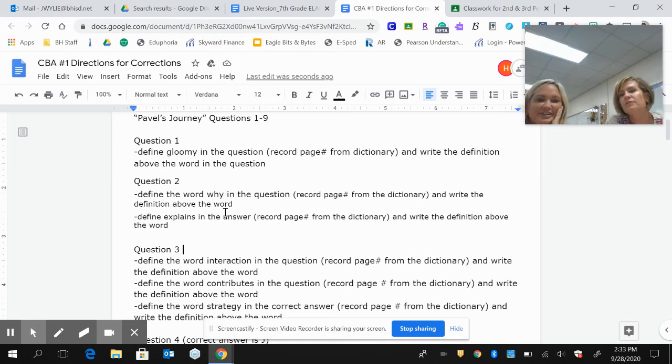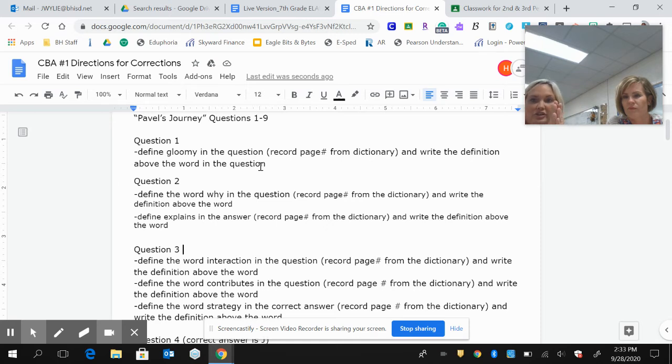So look at your answer document. Based on what you put on your answer document is what I put on your Scantron. So make sure you're careful with that. You're going to grade yourself. Again, there's going to be the answers next to each question. Whichever questions you missed, you're going to actually follow the directions. So, for example, if you miss number 1, it says, this is what you're supposed to do. Define gloomy in the question, record page number from dictionary, and write the definition above the word in the question.